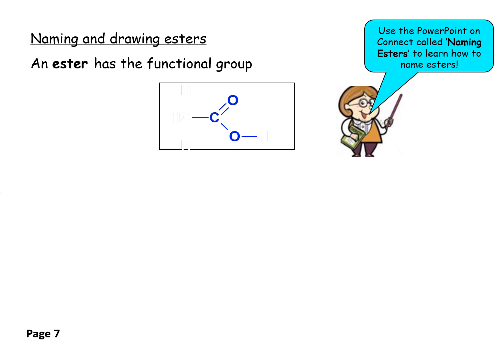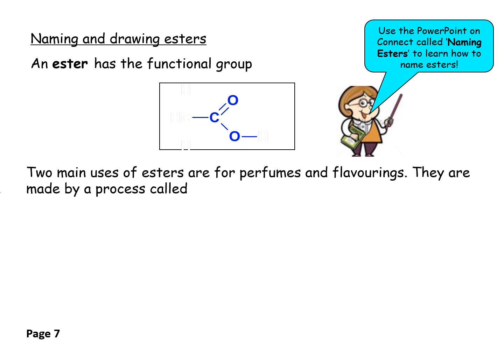So esters, oh gosh, there's lots of different types of esters and they can be made naturally and they exist naturally, or we can make them in the lab. They're used for perfumes and flavourings. They're the main uses because they tend to be quite sweet smelling chemicals. And they're made by a process called esterification.